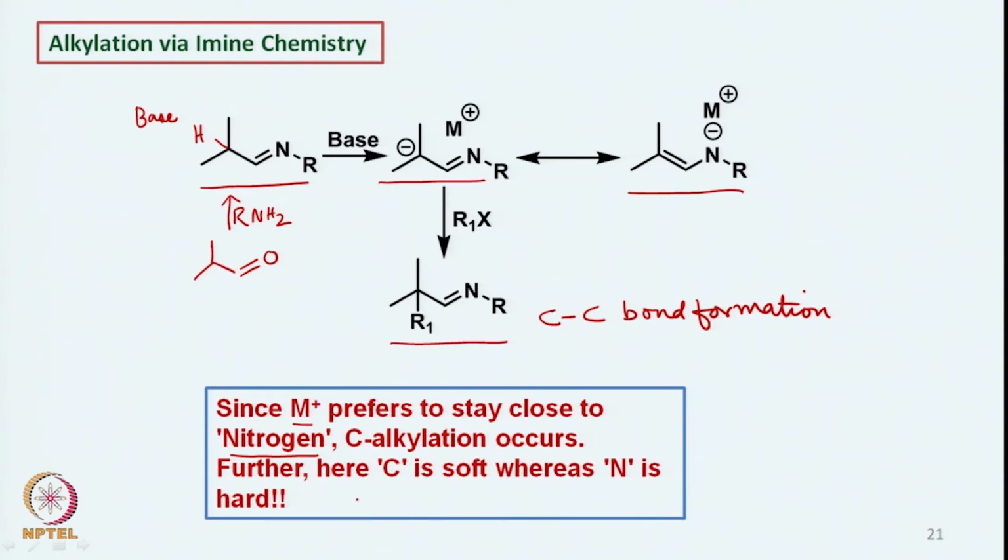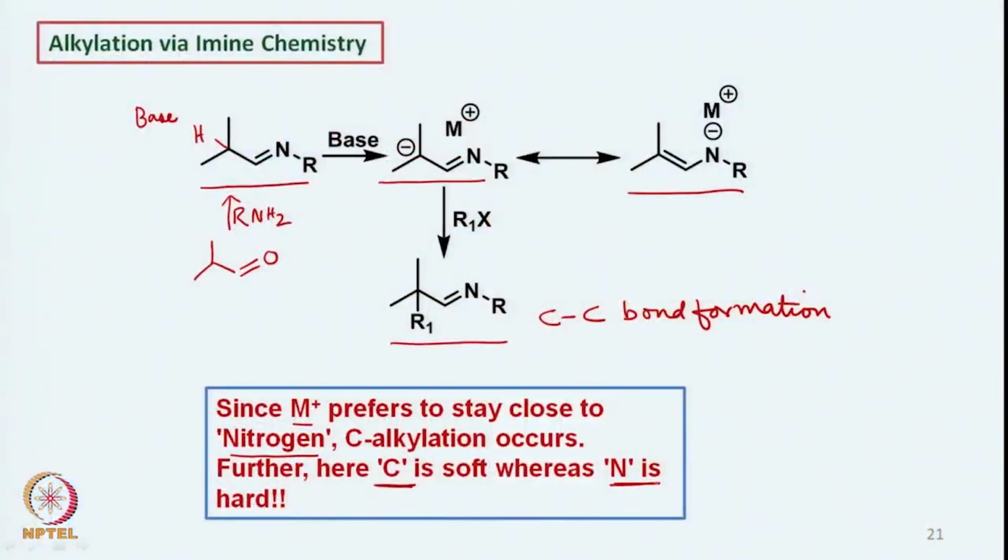That means the same situation as we discussed earlier when we were talking about the enolate based chemistry, that the counter ion M plus has to be very close to the nitrogen or oxygen, so that the reaction occurs to form a CC bond rather than an OC or NC bond. And further, of course, C is soft and nitrogen is hard, and therefore C alkylation will occur with softer electrophiles. So, this is how the imine chemistry's basic requirements need to be fulfilled.